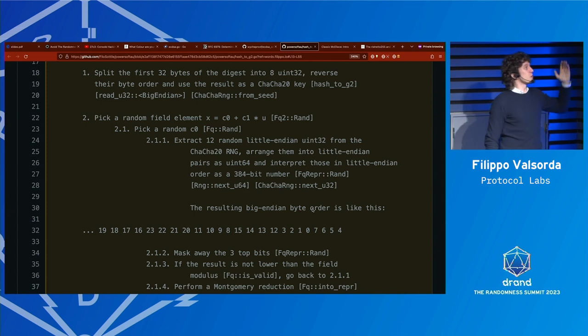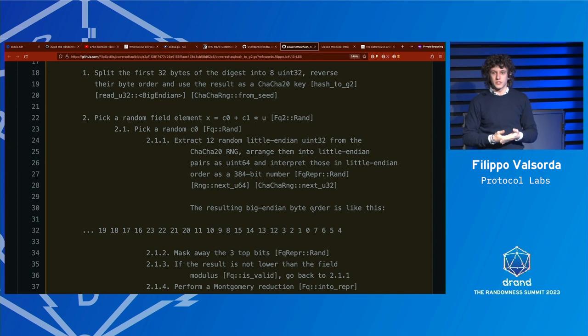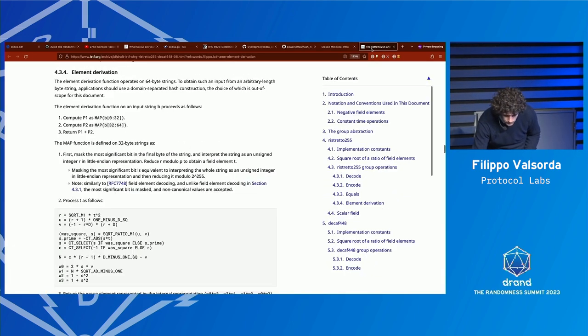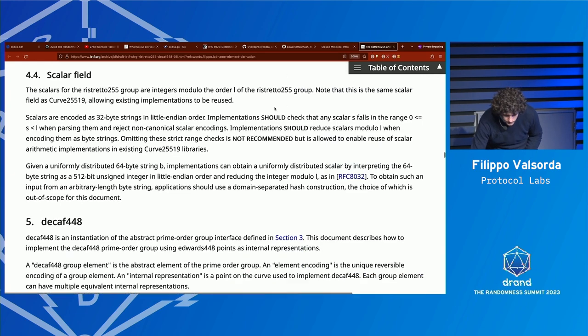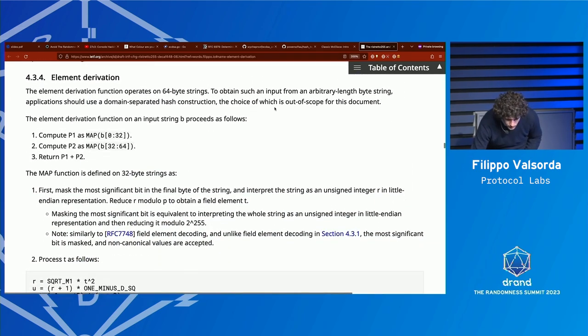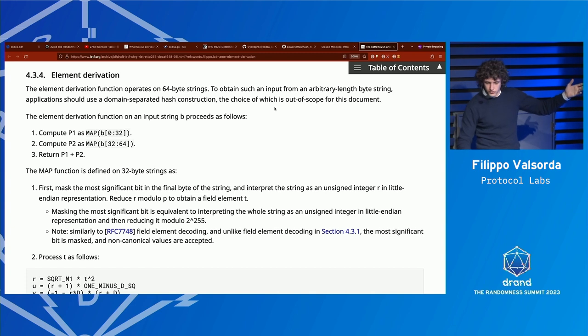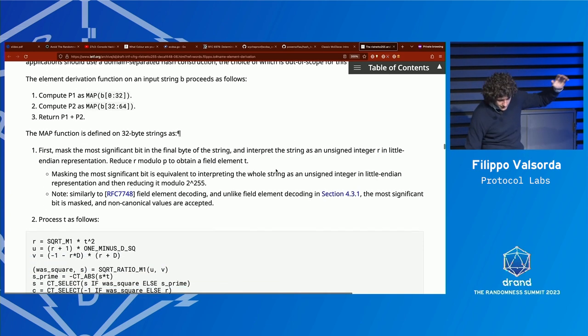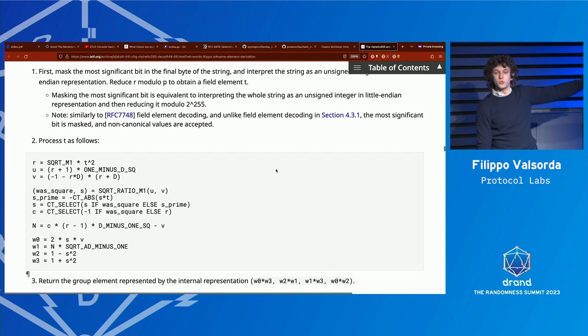Yes. So how could this be avoided? By defining in the abstractions, for example, for the elliptic curve they were using, a way to turn bytes into an element. And that is what Ristretto255 does, for example. There you go. Element derivation. What this says is you have 64 bytes. You want an element of the Ristretto255 group. And how do you do that? We specify exactly how you're supposed to do that.